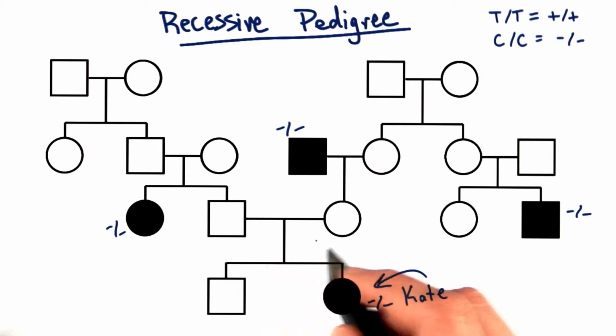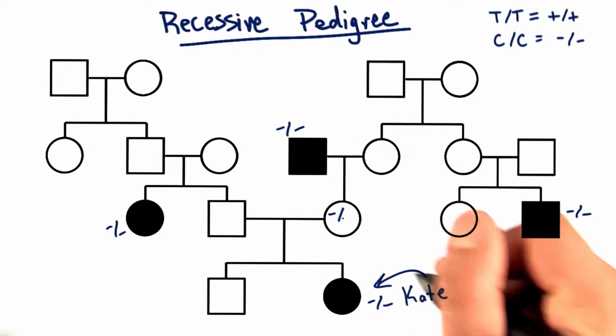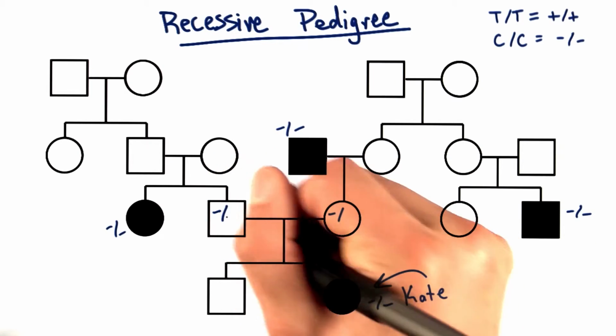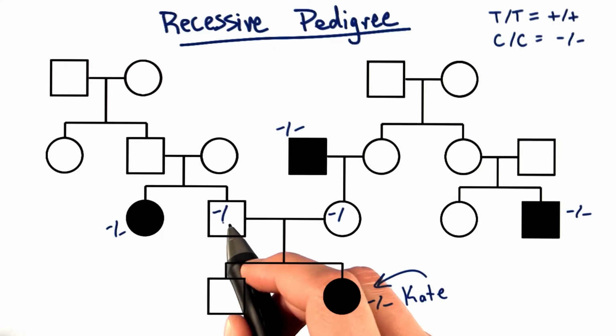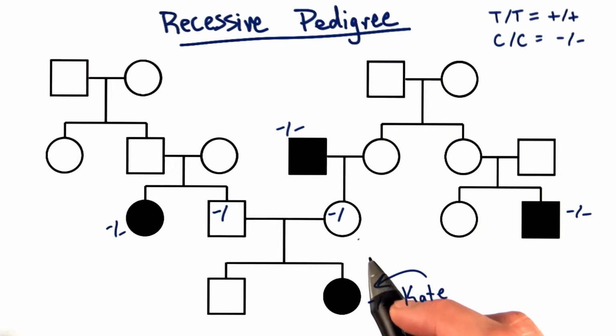Now let's take a look at Kate's parents here. Kate is affected. We know she's minus minus. Each parent had to give her one of their own alleles. This means one of her minuses had to come from mom and one of her minuses had to come from dad. But the question is, what's the other allele?